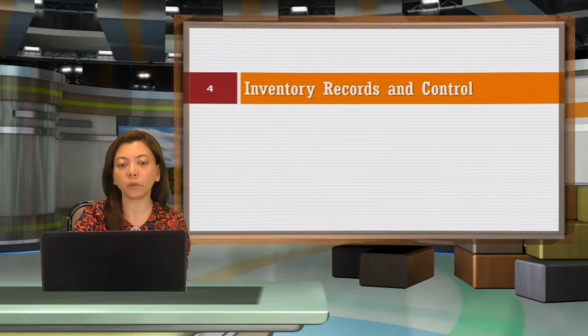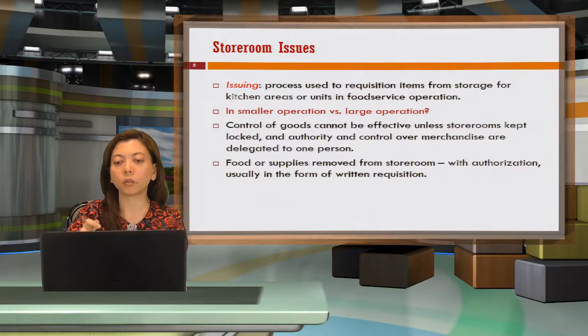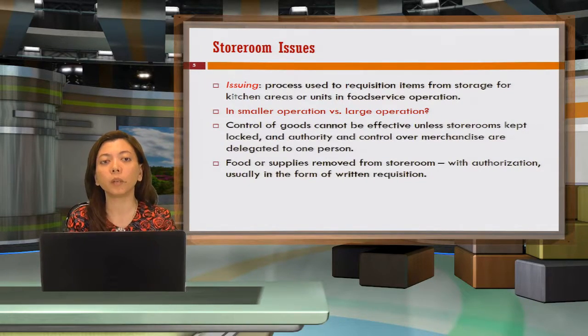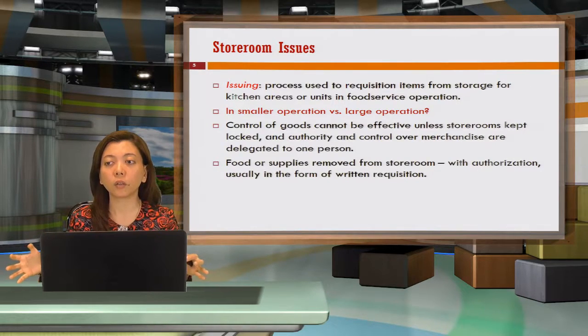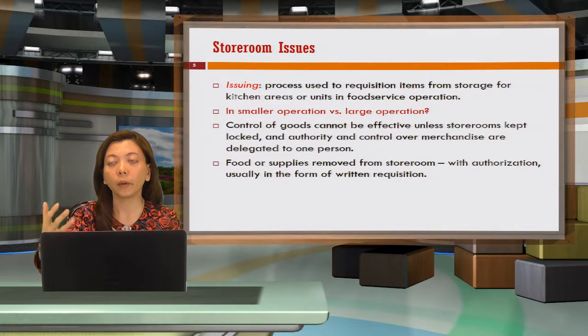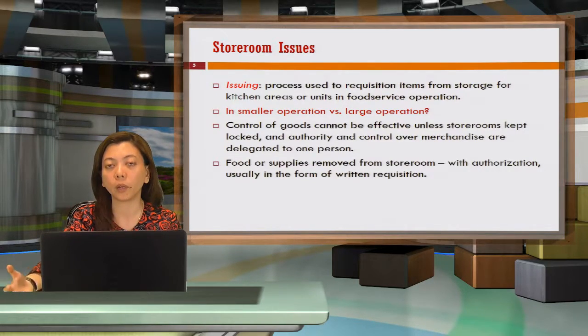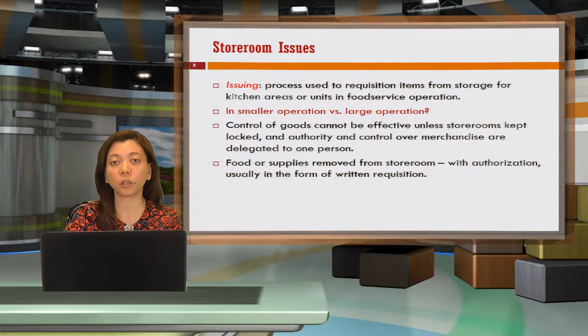So next we move on to inventory records and control. So what are the issues in storeroom? First we look into what is issuing. Issuing is a process used to requisition items from storage for kitchen areas or units in a food service operation. It means that you have a storage, so how are you going to take a particular food product to be used in the production area?